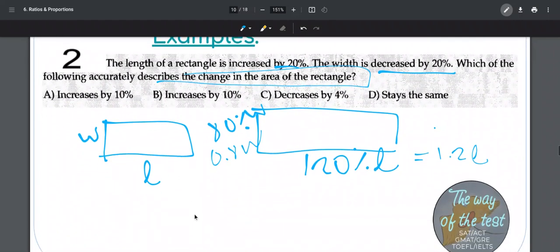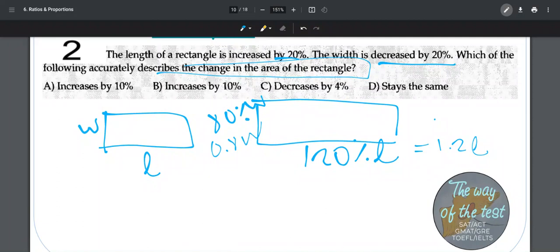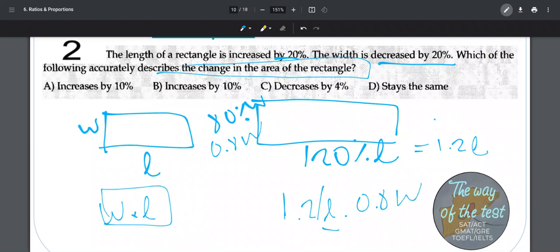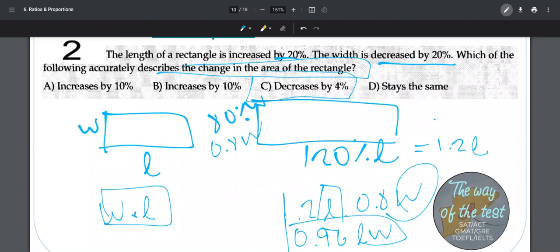So the area of the first rectangle is just length times width, so W times L. And the area of the new rectangle will be 1.2L times 0.8W. But if we put the W and the L together, we end up just having to multiply 1.2 times 0.8, which gives us 0.96 LW. So the new rectangle is 0.96 LW, which means I have gone down 0.04, which means I have decreased by 4%.